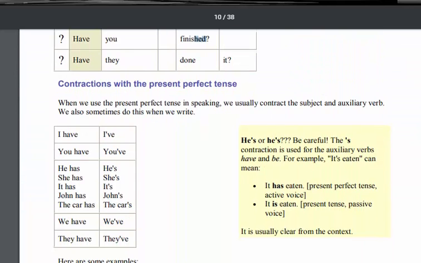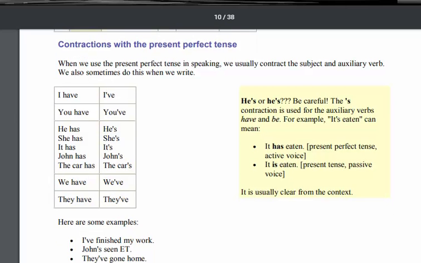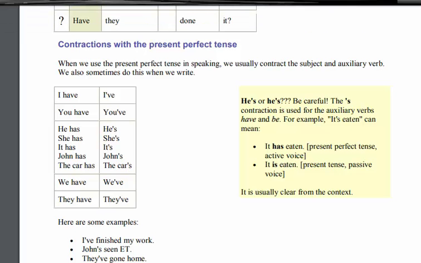Yes, there are some contractions with the present perfect tense. What are these contractions? When we use the present perfect tense in speaking, we usually contract the subject and auxiliary verb. We also do this when we write. So contractions are also there. I have, you can also write it as I've. Then you have, you've, with an apostrophe and the VE. He has, he's, she's, it's, John's, the car's, we've, they've.